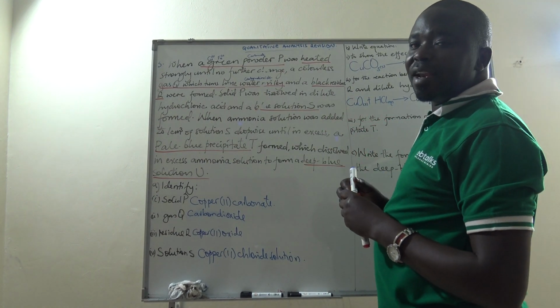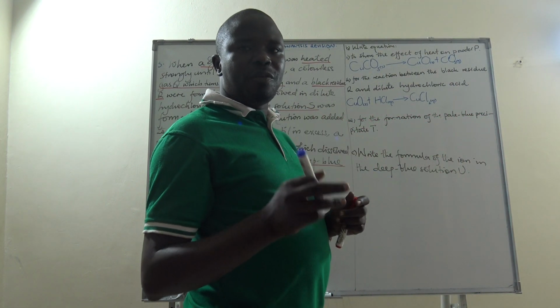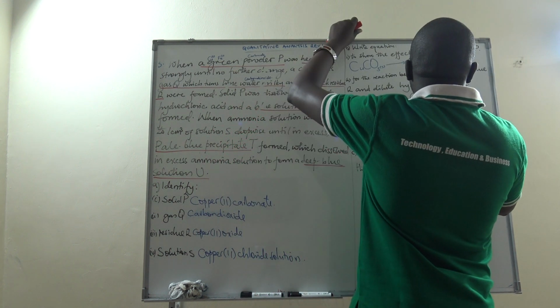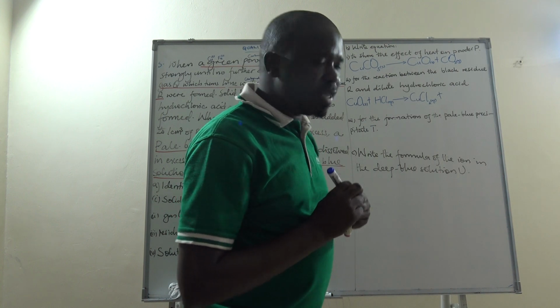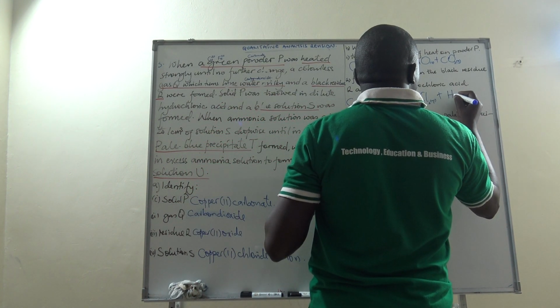Remember, it is silver chloride, lead 2 chloride, and mercury 1 chloride which are insoluble chloride salts. Copper 2 chloride is a soluble chloride salt. That means that it will be formed as a solution but not as a precipitate. So we also get water as a result of this reaction here.